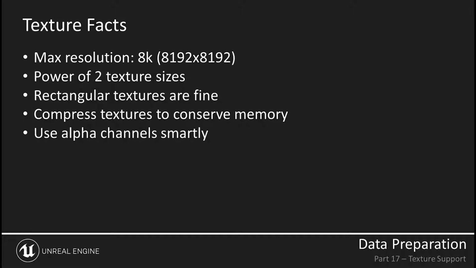When creating textures for Unreal, keep in mind the max resolution is 8K or 8192 by 8192. Keep your texture sizes a power of 2. Otherwise, Unreal won't generate MIP maps, which are smaller versions of the texture that get used as the camera moves further away from an object. For instance, if we halve the max resolution, we get 4096 by 4096 or 4K, a power of 2 texture. But textures don't have to be square. They can be rectangular textures, and those will work just fine.